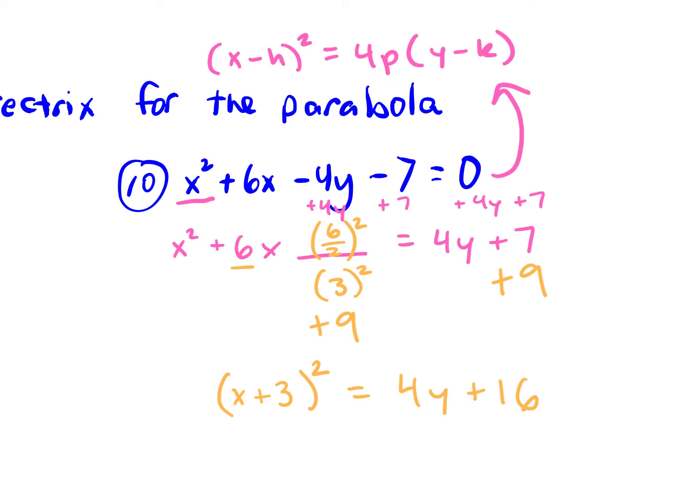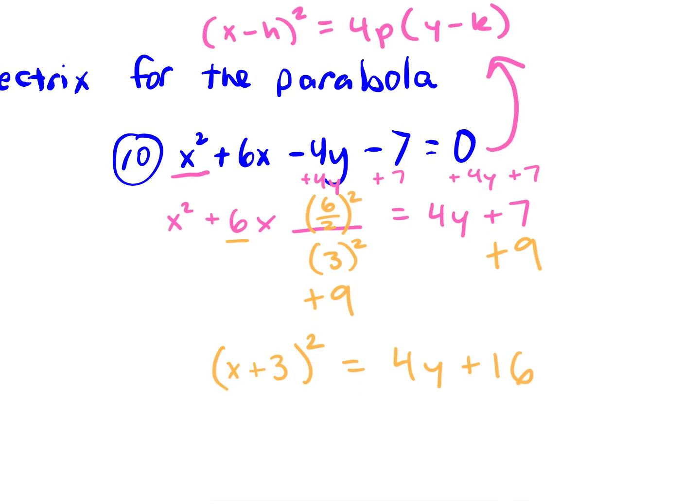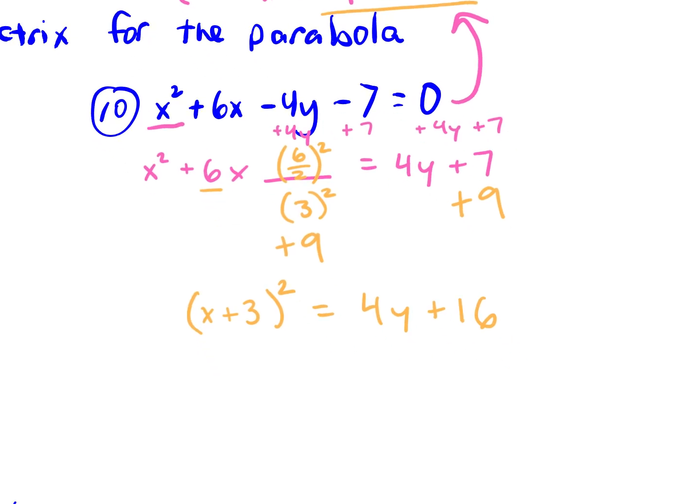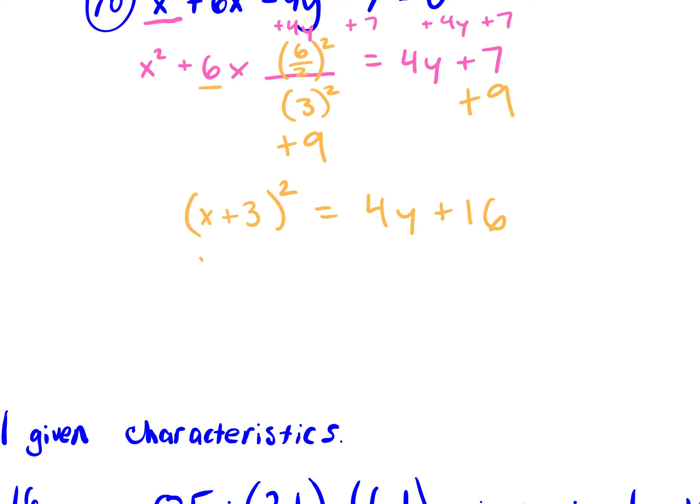Now my equation almost looks just like the first one, my standard form. I have the left side down, I have the parentheses there, but I don't have the parentheses on the right side. So what do I need to do to get it to look like this now? Take the 4 out. So my left side's perfect, I have (x plus 3) squared. And then I'm just going to divide both of these by 4 and pull it out on the outside. So 4 times (y plus 4). So this is my standard form.